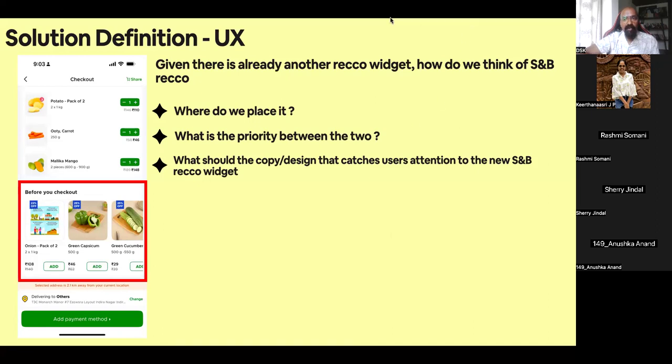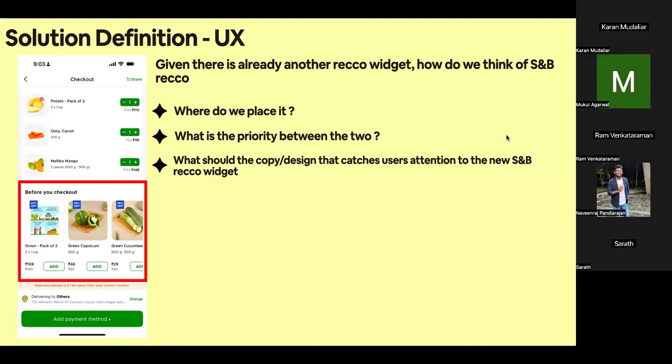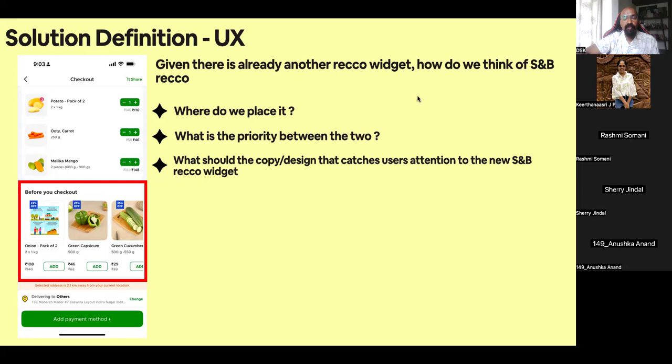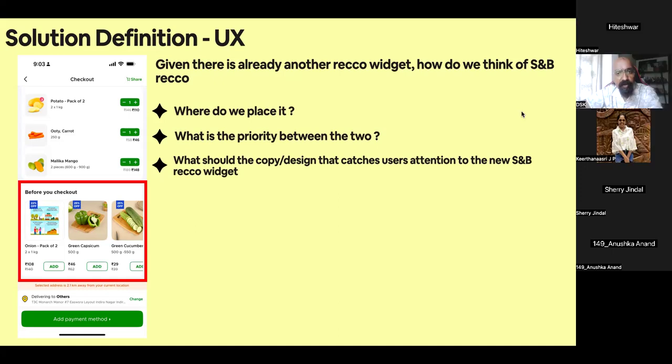Anyone wants to take a stab? All right, okay. Prabhat is saying, discuss with teams if there are any learnings from previous similar experiments. Okay. Why was the first widget built? Okay, all right. Any other suggestions?